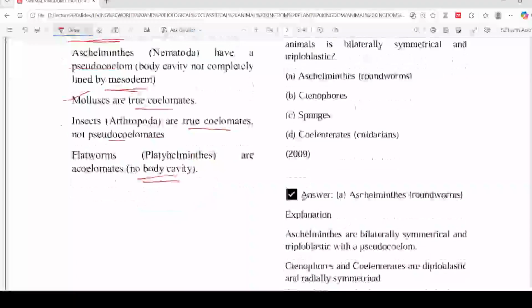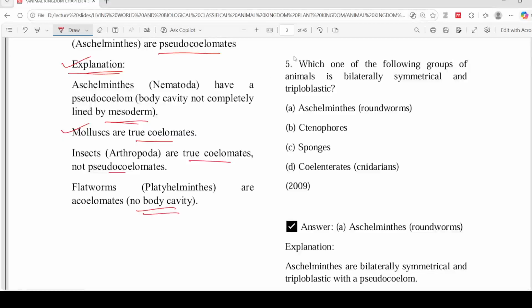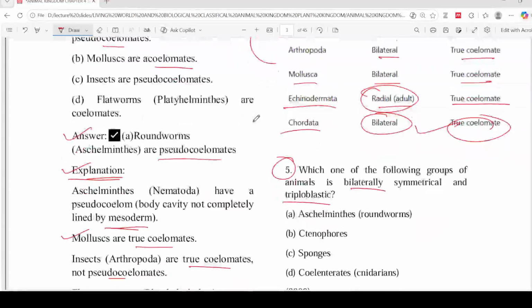Okay, question number 5. Which one of the following groups of animals is bilateral, symmetrical and triploblastic? Let's look at the previous tables which I have discussed. Which group of animals has bilateral symmetry and is triploblastic? Option A, Aschelminthes, roundworms; option B, ctenophores; option C, sponges; and option D, coelenterates.